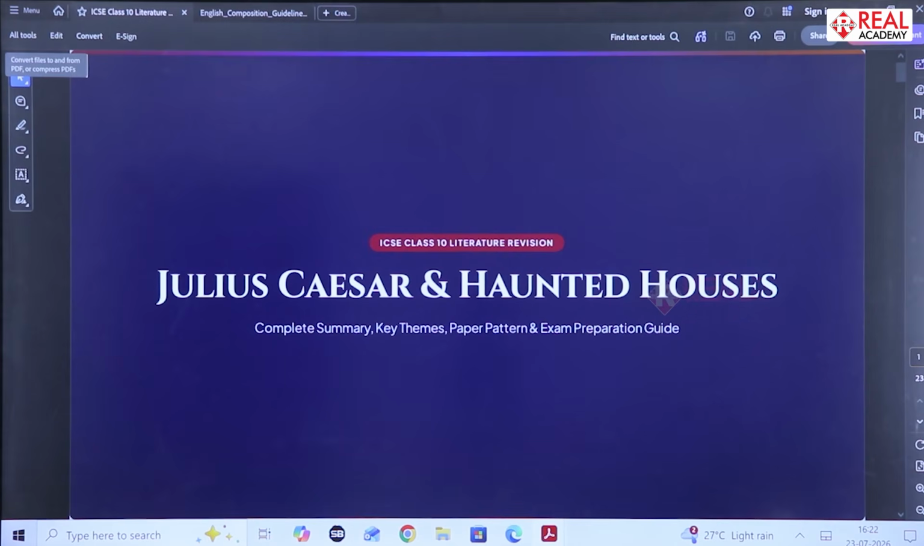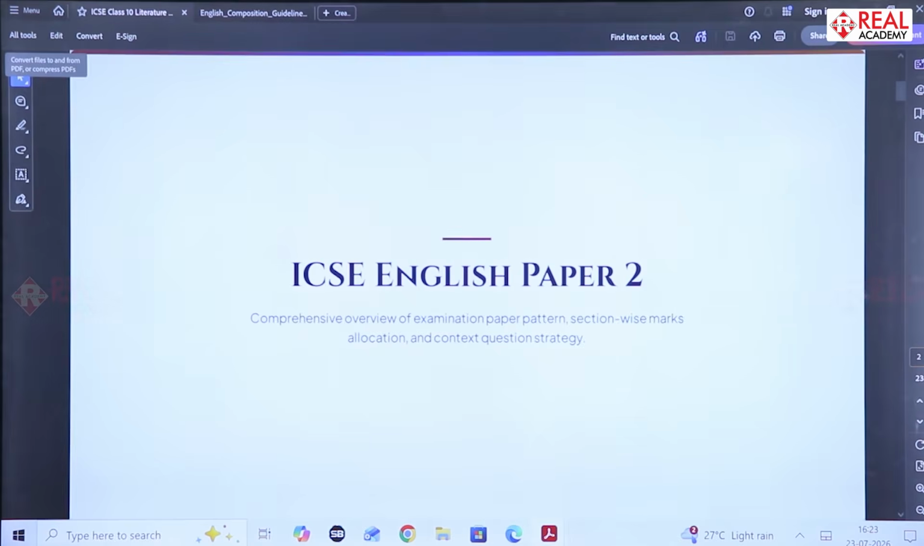Similarly, when we speak about Julius Caesar, the play, for the exam we have, as of now, Act 3 and Act 4. I'll give you a quick review of both the acts along with a short revision of the poem The Haunted Houses. I hope that this short guidance will help you in scoring excellently in your upcoming exam. Now, let's begin.